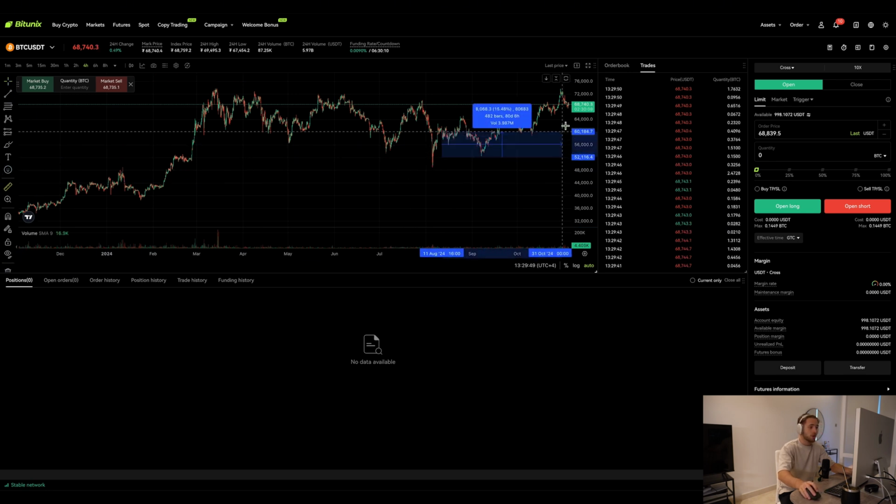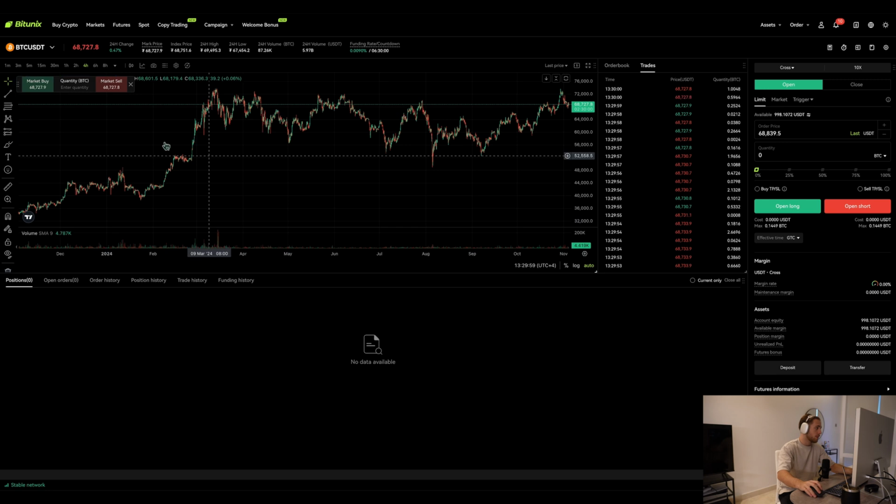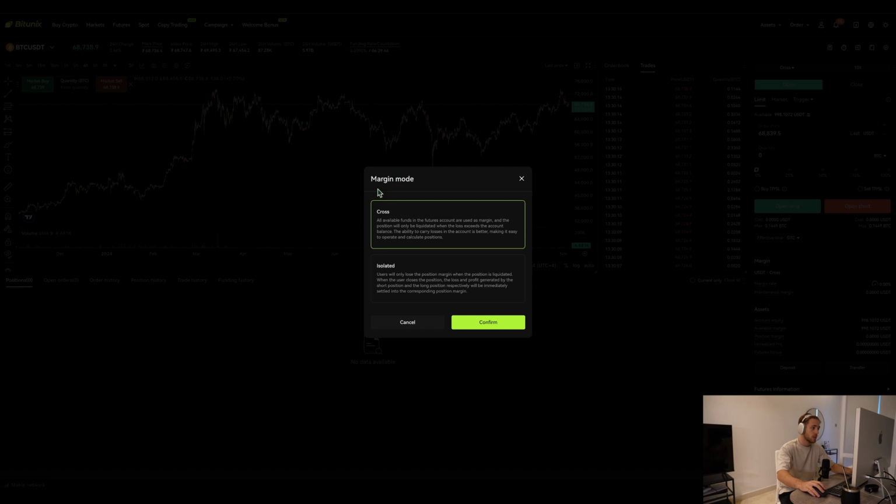But the measure option is cool. You can see the percentage, the bars, days, etc. You can find all these details here in the left section of the chart if you want to play around with it. Let's get to the main part, which is opening a trade, and this is that section, the main part to open trades. And you can see the cross and isolated margin option.